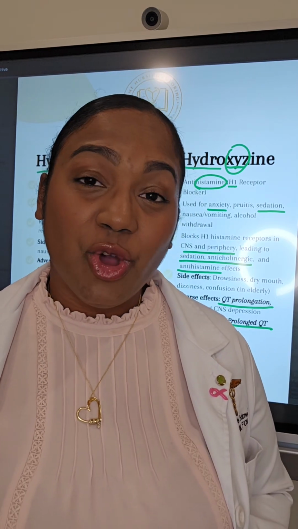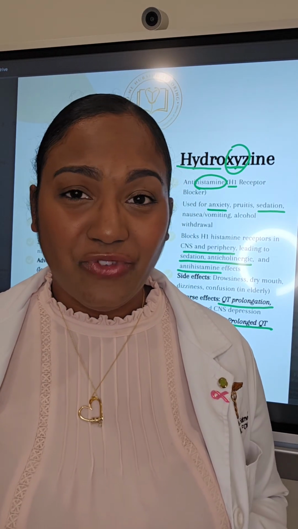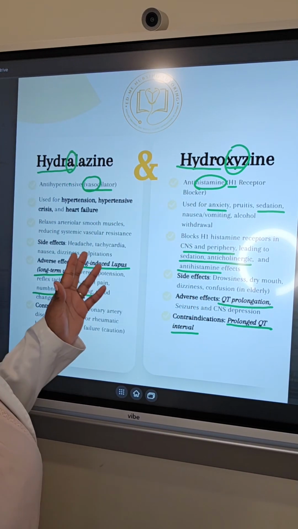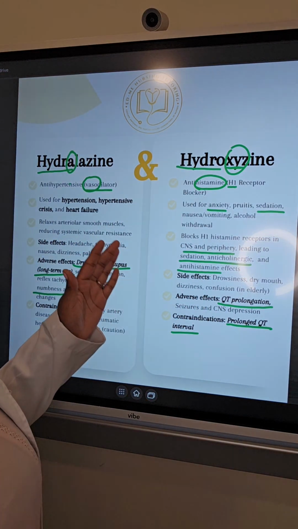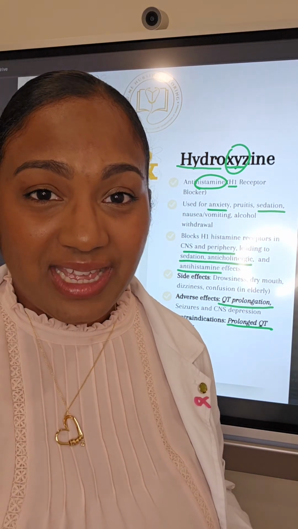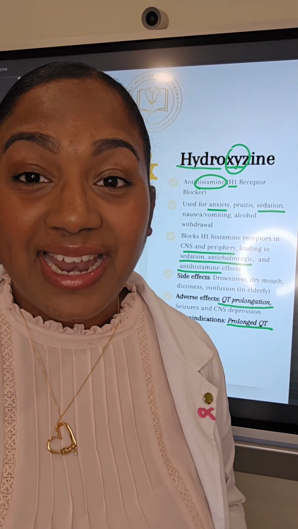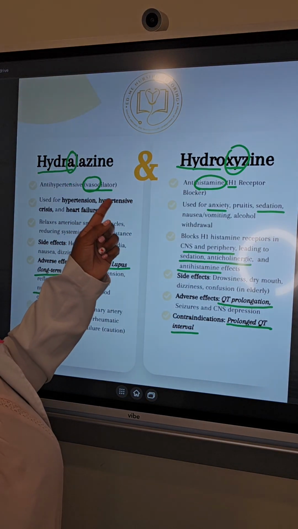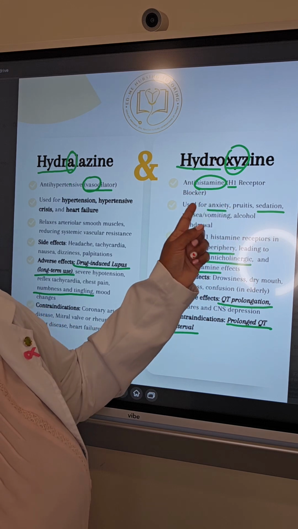Today we're going to be going over two drugs that get commonly confused in the NCLEX, but they're completely different. You have hydralazine and hydroxyzine. The way I remember the difference is I look for the XYZ in hydroxyzine and the A in hydralazine. A for vasodilator, XYZ antihistamine.